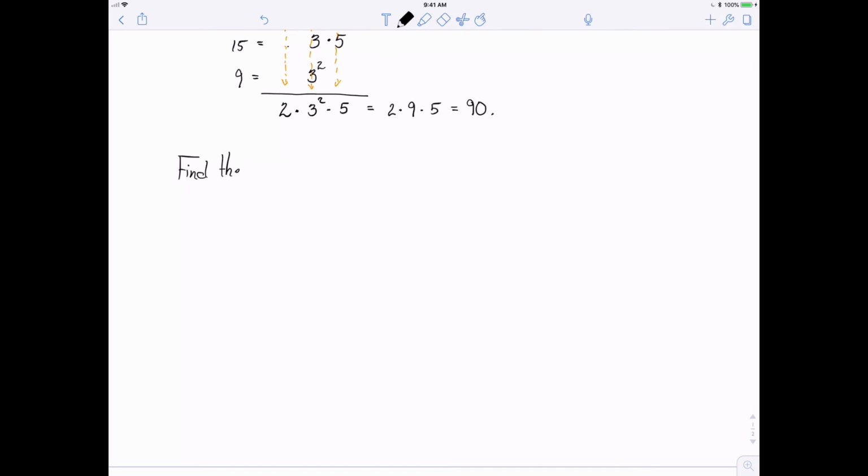Find the LCM of x squared minus 4, x squared minus 5x plus 6, and x squared minus 9. Now, in order to find the lowest common multiple, we have to factor each of these. So factor each one. We'll call it each polynomial.